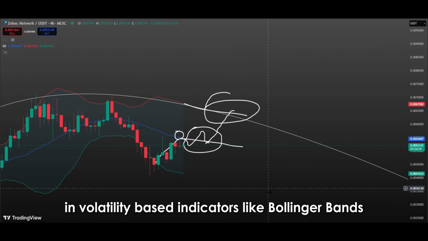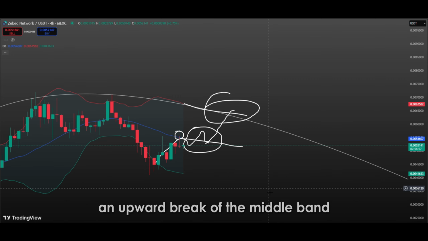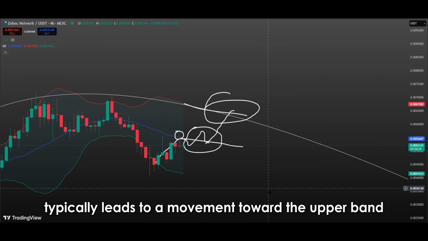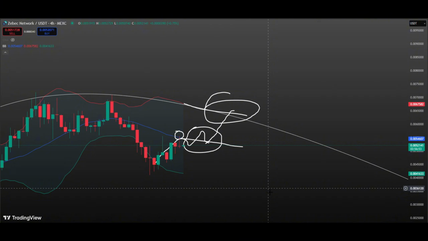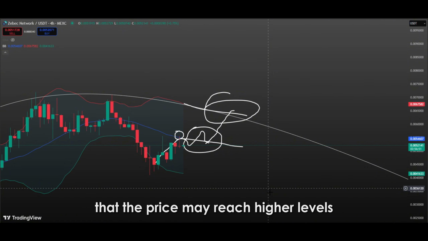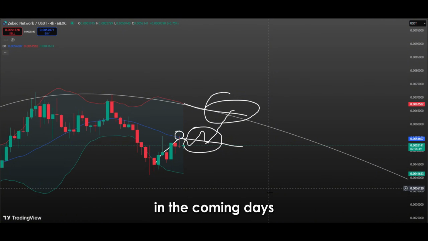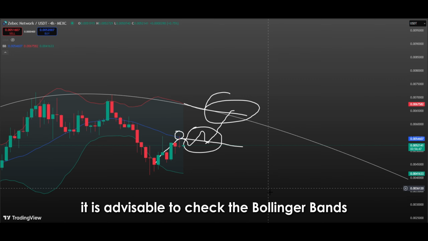In volatility-based indicators like Bollinger Bands, an upward break of the middle band typically leads to a movement toward the upper band. This can be considered a technical signal that the price may reach higher levels in the coming days. It is advisable to check the Bollinger Bands periodically.